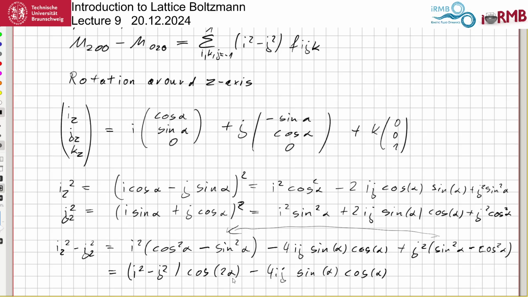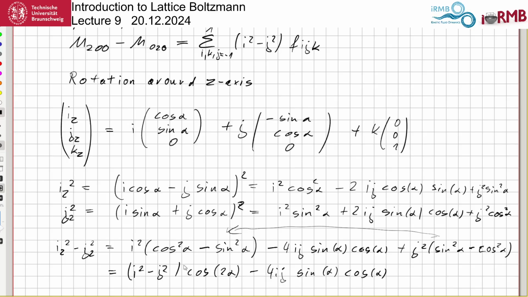If the angle by which we rotate the coordinate system is 0, we expect that we get exactly the same moment, right? So in that case, sine 0 is 0, so this term would be gone. And we had cosine 0, which is 1, so we got i squared minus j squared, which is what we want to see. Okay?